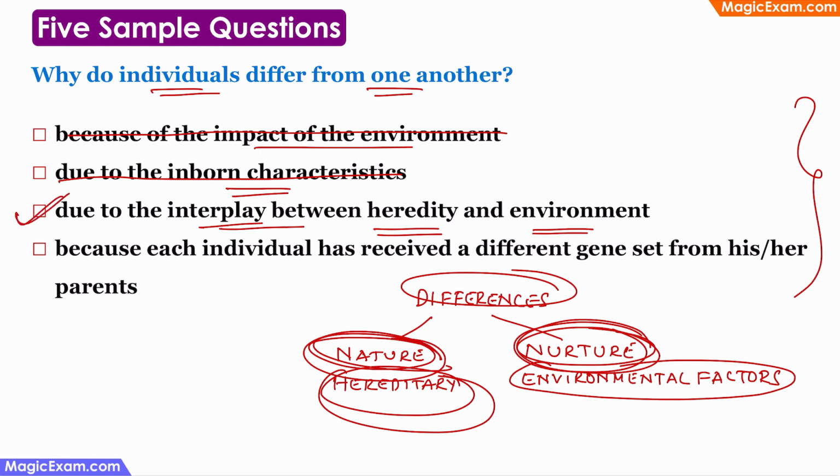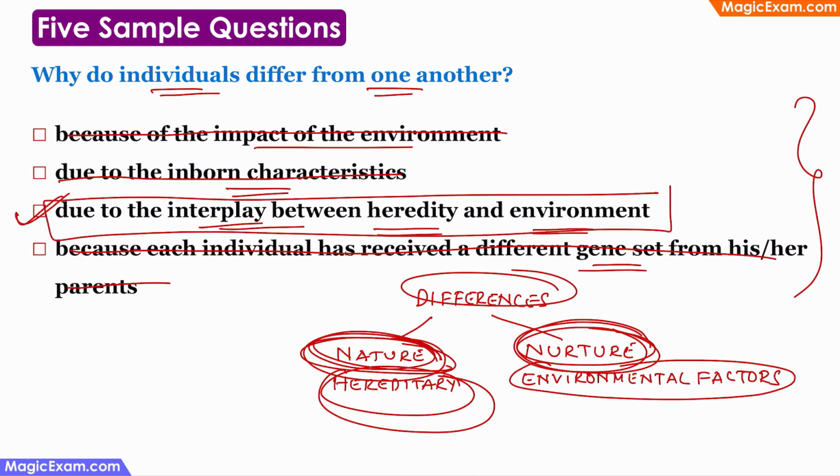And the last one, because each individual has received a different gene set from his or her parents. So again, the last option is talking only about heredity, or nature, sorry. Therefore, the last one is also incorrect. Therefore, only one option, that is option 3, is correct because individual differences are caused because of heredity and environment.